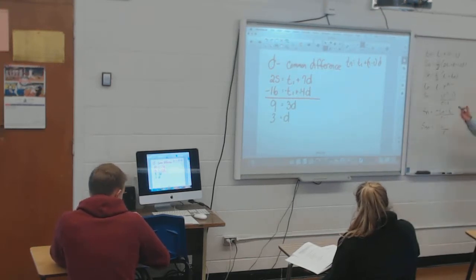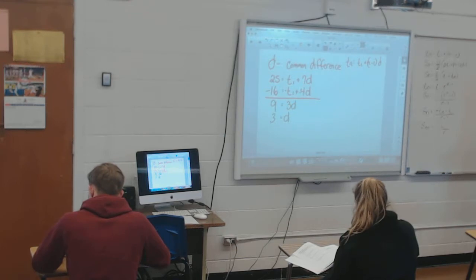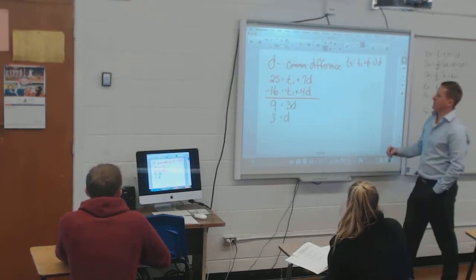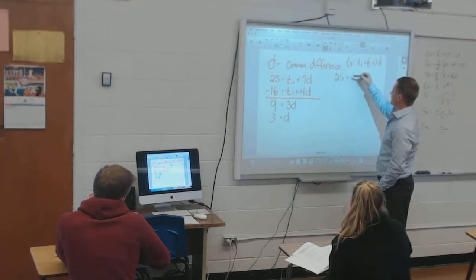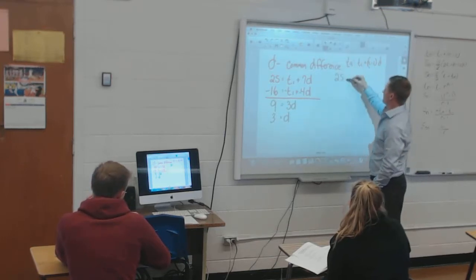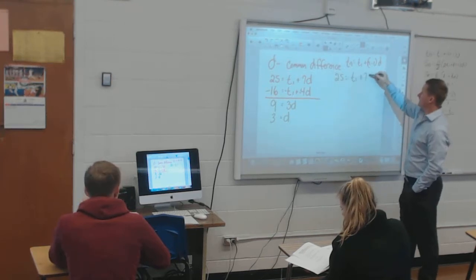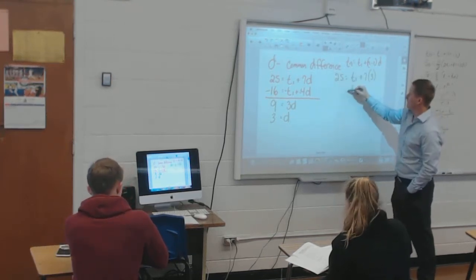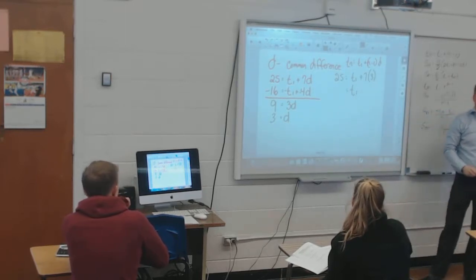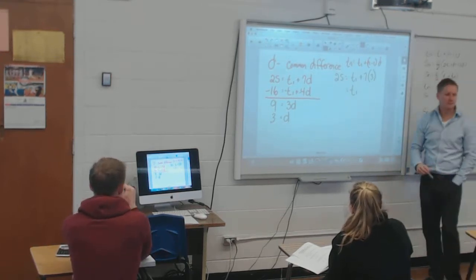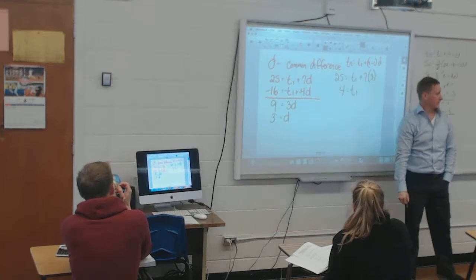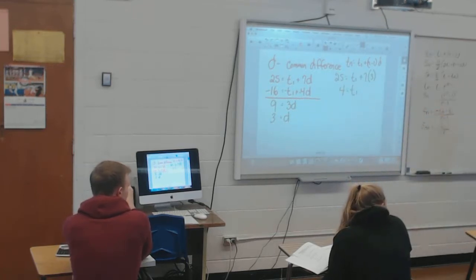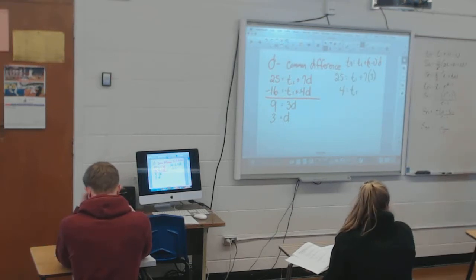That's as difficult as it gets in that first section. Now I want to find out what t₁ is. So 25 is equal to t₁ plus 7 times 3. 7 times 3 is 21. 21 from 25 is 4. So now I could figure out the rest of the terms. It would tell you to find 3 more terms for this. So there's the extent of it.